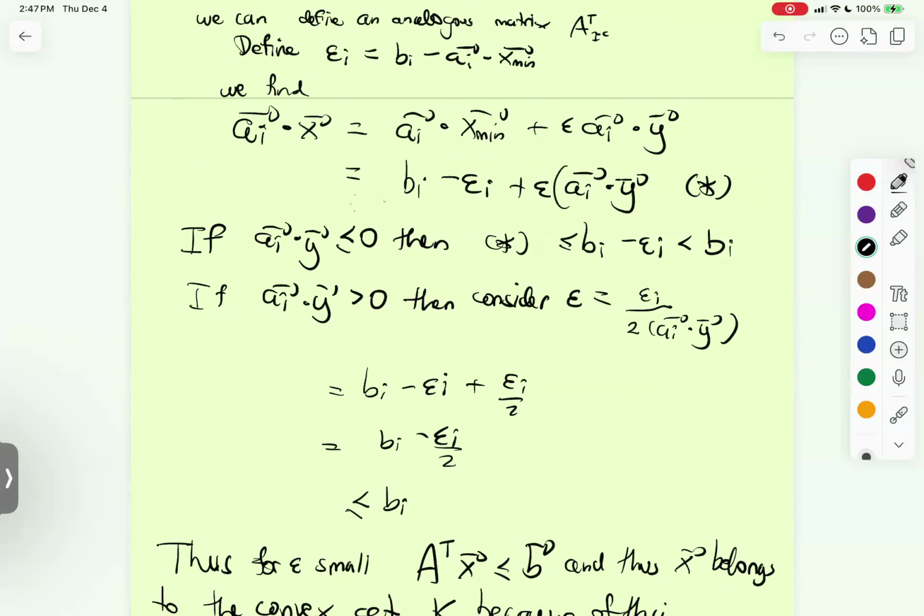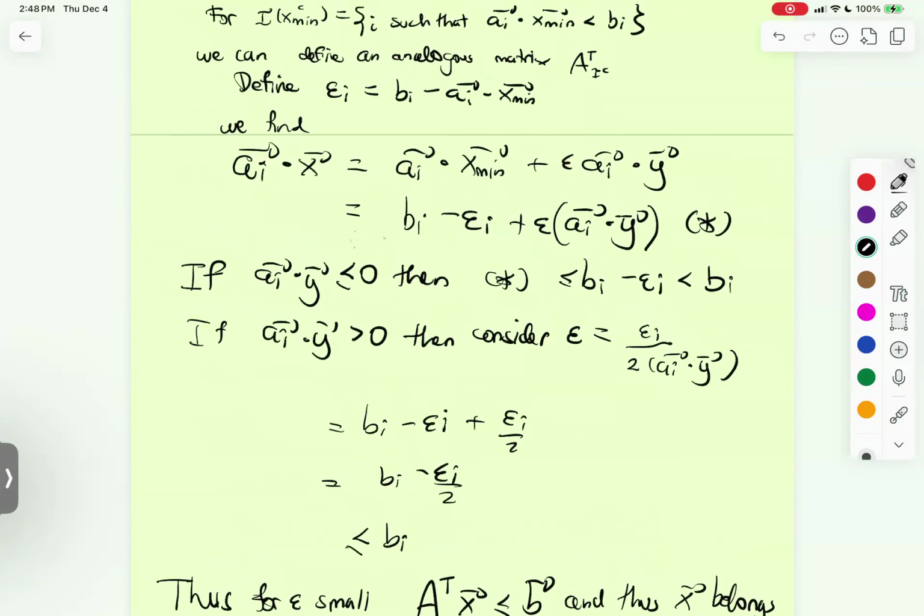Well, no, what I'm saying is that this is epsilon I, which is different from epsilon. Epsilon I is the gap between the dot product and BI.